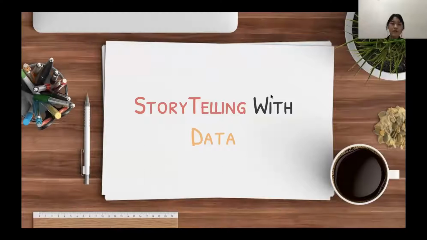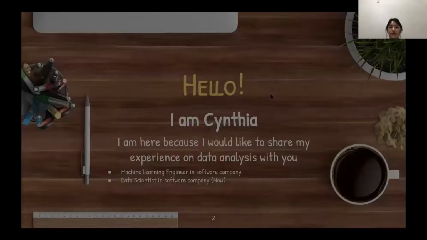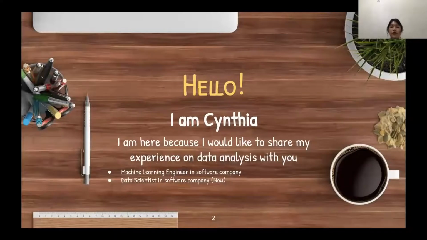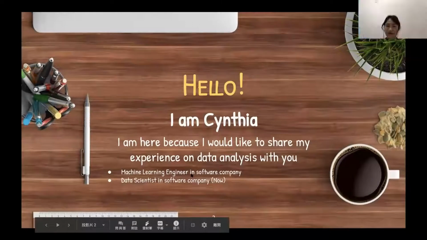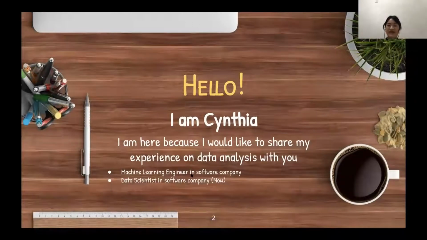Before we start, I would like to know what your thoughts are about data storytelling and why it is important. In your imagination, how does it help your work? Does anyone want to share? No? Feel free to type in the chat or answer any questions. If no one wants to share, maybe if you think of something, you can just type in the text box directly.